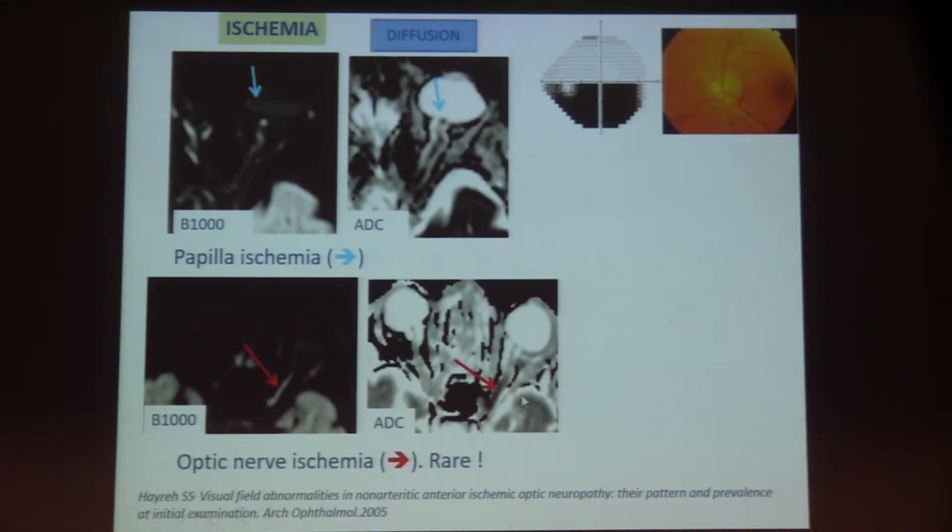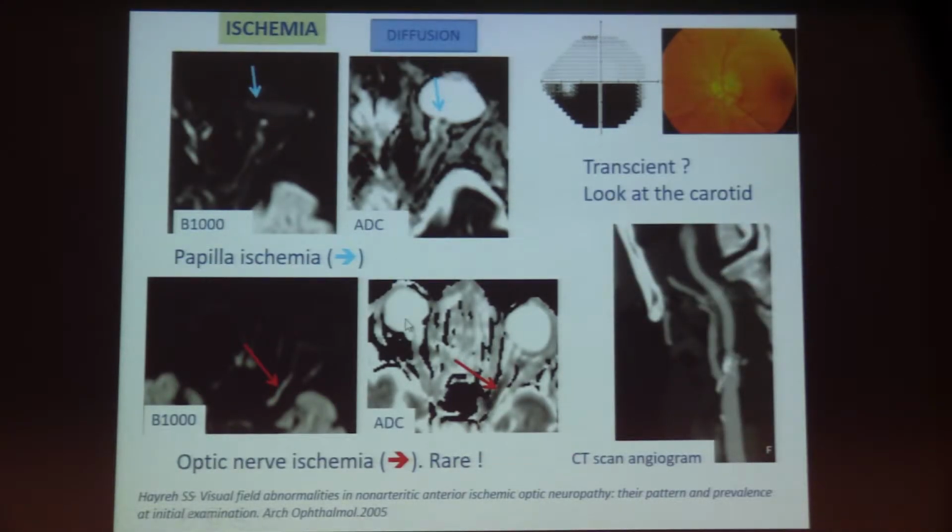More seldom is the posterior ischemic stroke, which is seen on the optic nerve. It is like in the brain, and there is a hypersignal on diffusion, and the ADC is very low. It's rare. It's very rare.